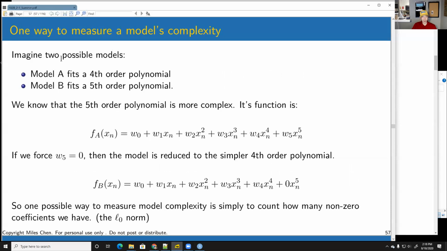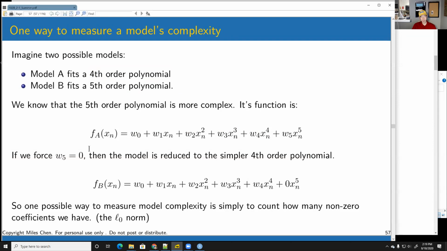Let's say we have two possible models. Model A fits a fourth order polynomial and model B fits a fifth order polynomial. We know that the fifth order polynomial is going to be more complex than the fourth order polynomial. The fifth order polynomial will have this linear regression equation: W0, W1, W2, W3, W4, and W5, and W5 is multiplied by x raised to the fifth power.